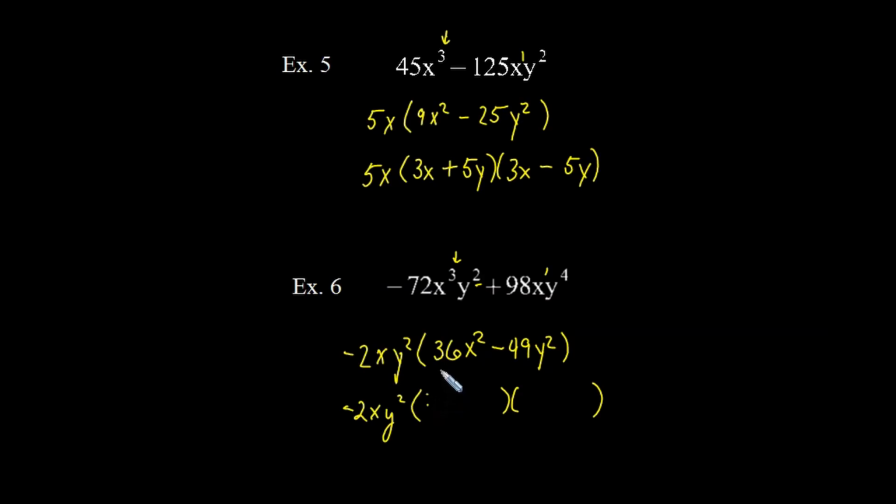So we will now take the square root of 36x squared, which is 6x, and the square root of 49y squared, which is 7y. One's plus, one's minus, and our problem is complete.